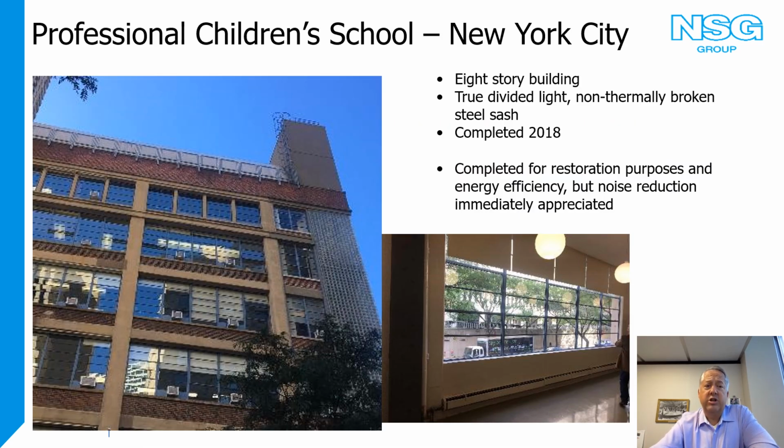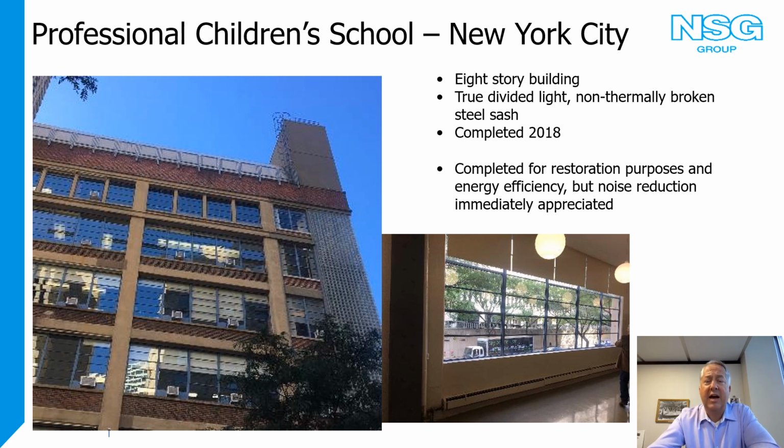Another project in New York. This is a professional children's school on West 60th. This is where a lot of Broadway kids that are on Broadway and acting, they go to school because they have non-traditional school hours. But this was done in order to get energy efficiency for the building. Again, it was casement steel windows, true divided light, non-thermally broken framing. They were doing it for energy efficiency, but the biggest improvement was actually in the acoustics of the building.